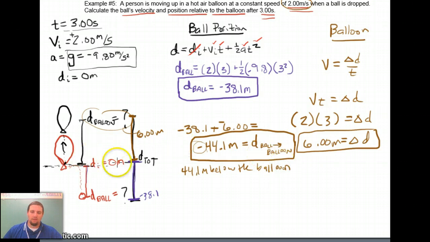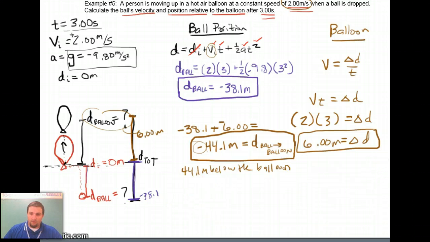Okay, see how that works? A little tough, because the tough part about this is that the balloon is moving after the ball is up. Also, the ball does have an initial velocity right away. So we're not done yet. Let's find the ball's velocity relative to the balloon. We already know the balloon's velocity is 2 meters every second. Let's find the ball's velocity now.